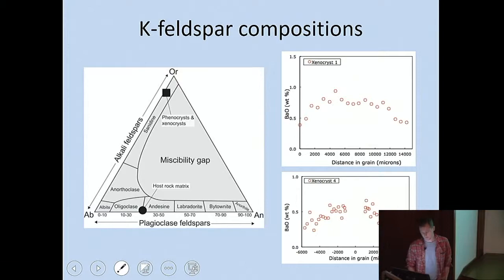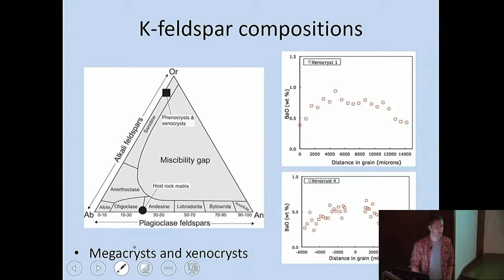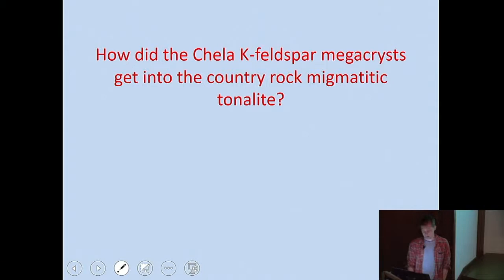So the implication of the chemistry, and what our inference was based on the field relationships, is that we have both K-feldspar megacrysts in the Chela granite, and we also have K-feldspar xenocrysts. They're the same compositions, they're the same population of crystals, but they occur in two different types of environment. So the question is, how did these Chela K-feldspar megacrysts get into the country rock? How were they transferred from the granite into the wall rock, the country rock that hosts this granite?